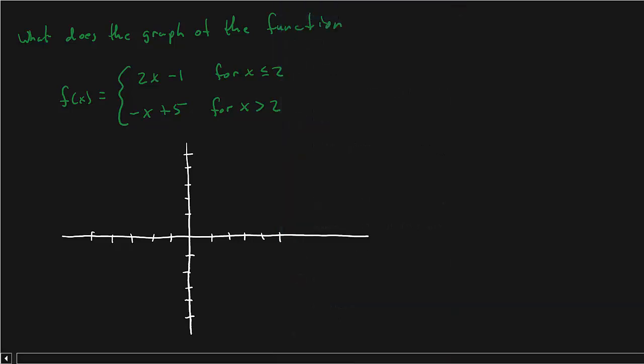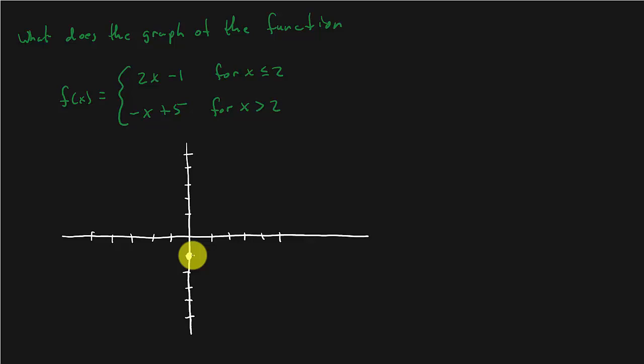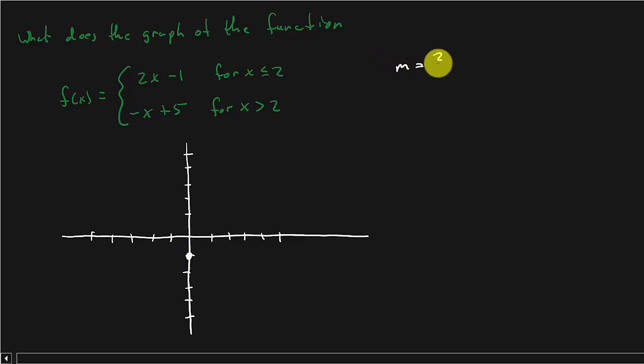So this graph here has a y-intercept at negative 1, okay? And then we've got rise over run. The slope is 2 over 1, so we go up 2 to the right 1. So 1, 2, and to the right 1. So we're right here, okay?